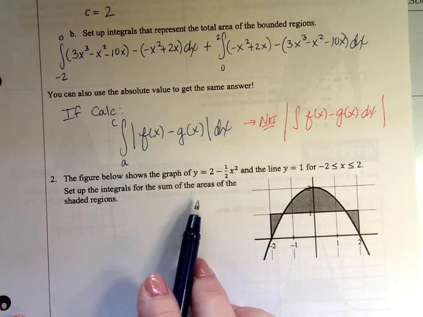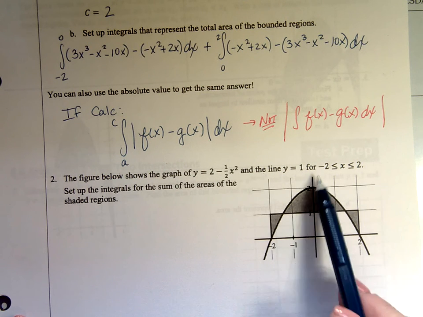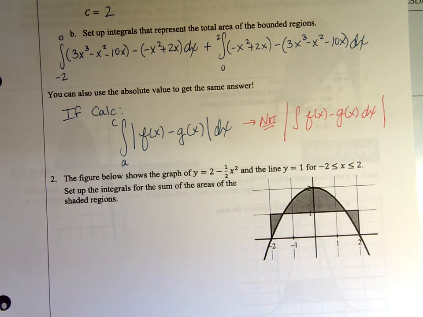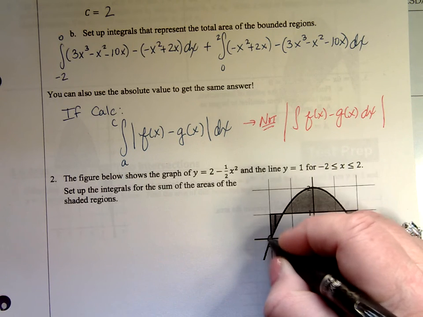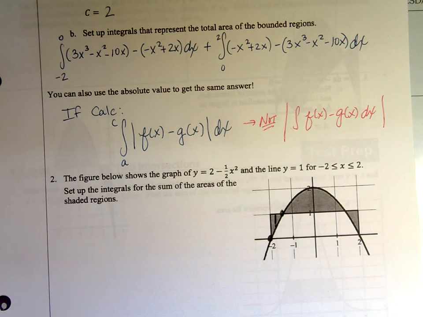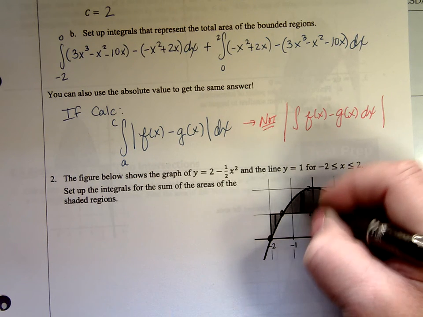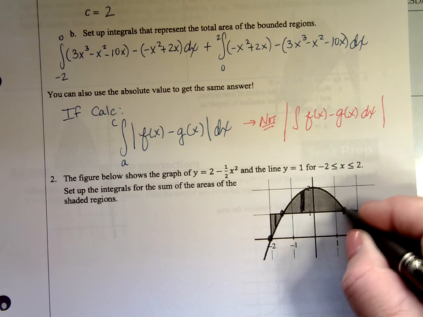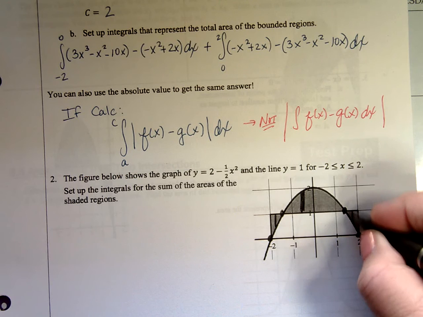So the figure shows an unhappy parabola and a line y equals 1 going between x's of -2 and 2. Set up the integrals for the sum of the areas of the shaded region. Well, how many areas do you have? You actually have 3, right? You've got this one here that goes from 0 to whatever this coordinate is. And then you've got this one here. I'm putting in my representative rectangles for each one that goes from here to here, this point of intersection. And then my last one is this point of intersection with a representative rectangle over here.